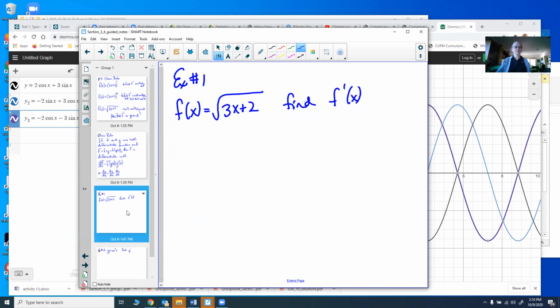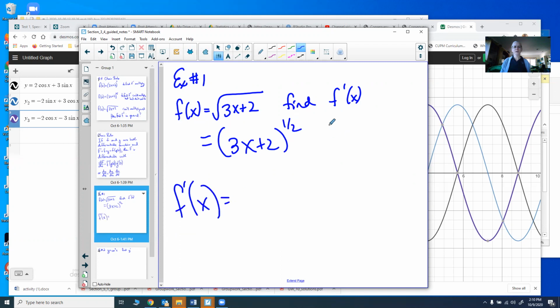So let's do a couple of examples. Let's find this derivative. First thing I'm going to do before I do this, just having a little trouble with my technology. There we go. Okay, so the first thing I'm going to do is rewrite this. I don't like square roots. I like power functions. So I'm going to rewrite this in terms of a power function. Then I'm going to find the derivative.